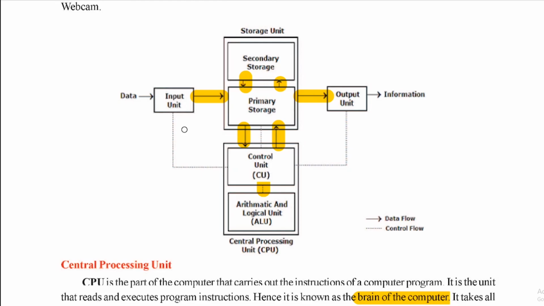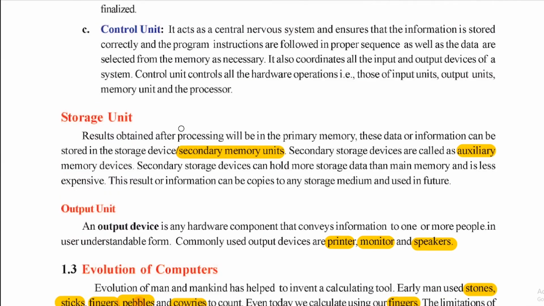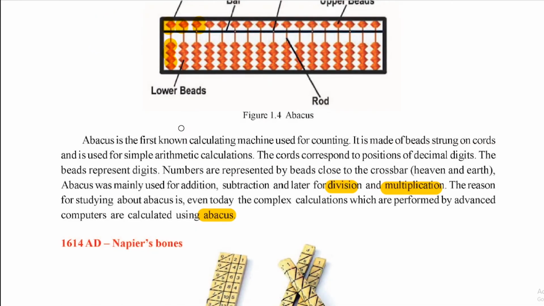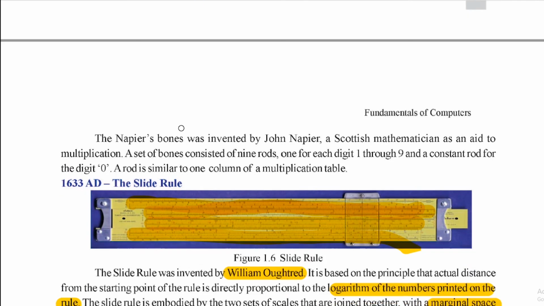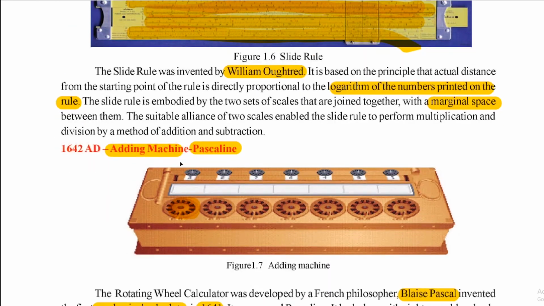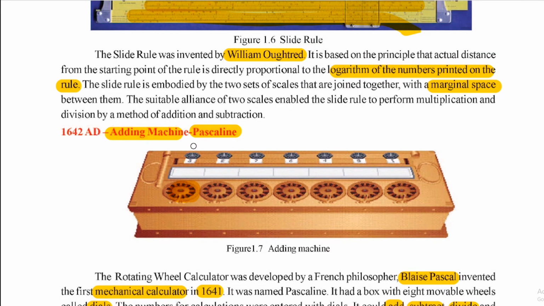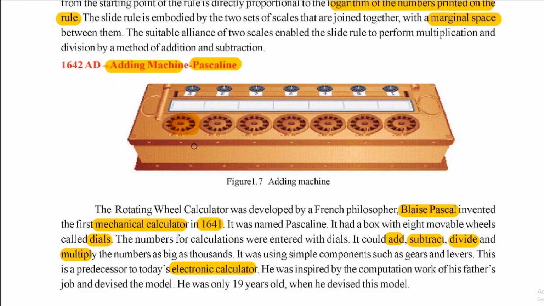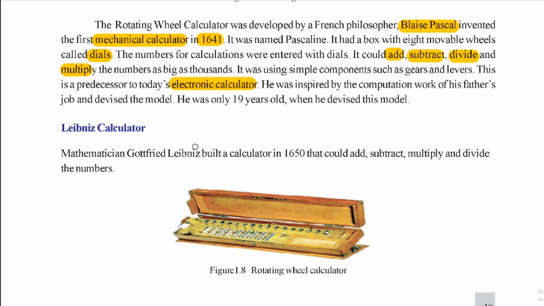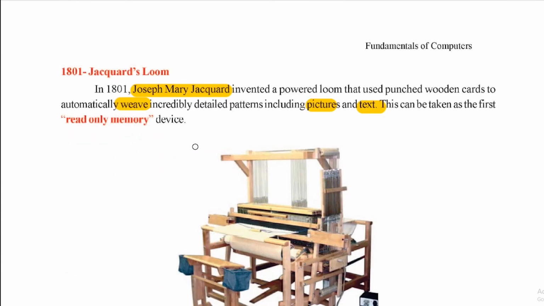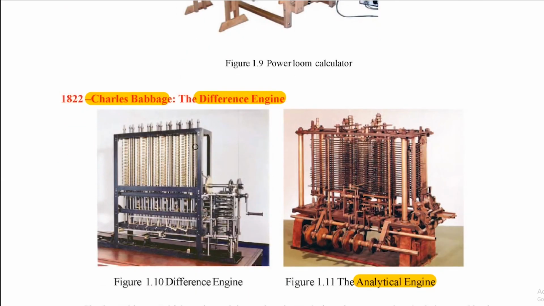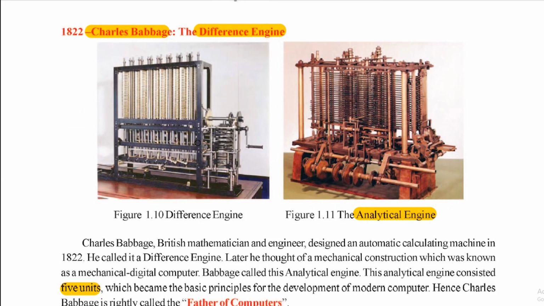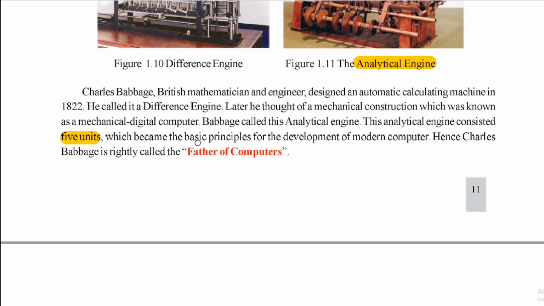And the remaining is calculating devices. Mention the abacus, Napier's bones, then the slide rule and calipers. Then we have the Pascaline adding machine, and who invented it. Then the first electronic calculator, then the Leibniz calculator. Then we have the Jacquard loom. And then we have Charles Babbage, the analytical engine and difference engine. He is called the father of computers.